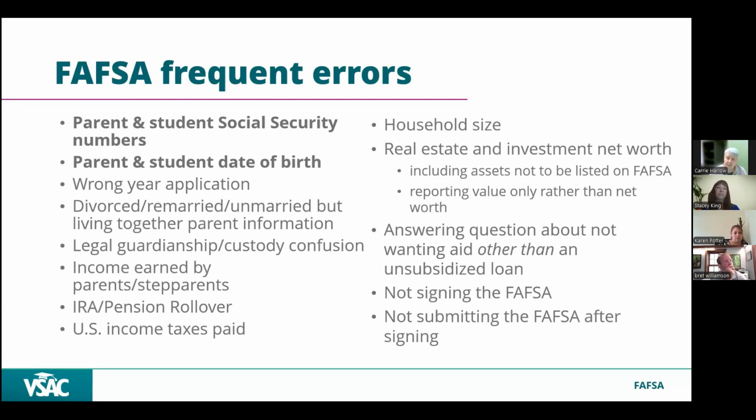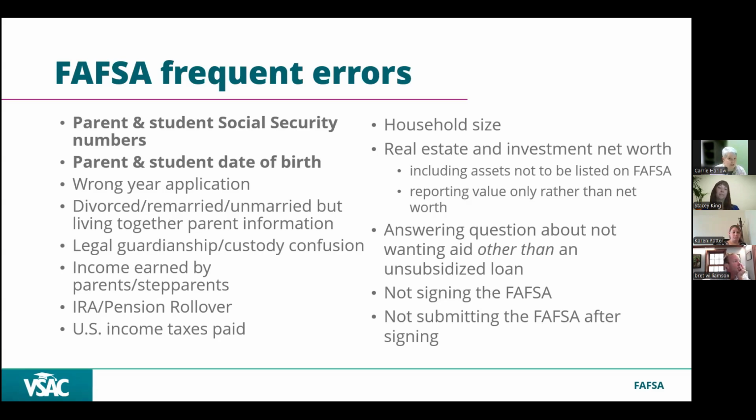Another big mistake people have, and why we want families to have their tax returns available, is if there's an IRA or pension rollover, the FAFSA cannot read the rollover on the taxes, and they ask a question about the rollover. Wow, a lot of people miss that, and it looks like suddenly there's all this non-taxable income that the parent got in that tax year. So we need that rollover information reported correctly.